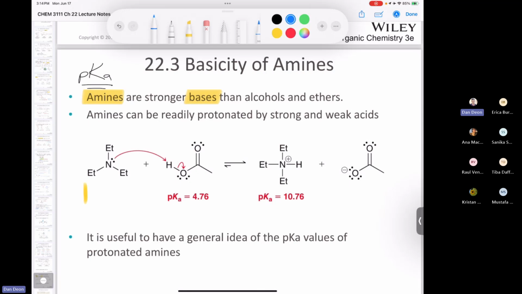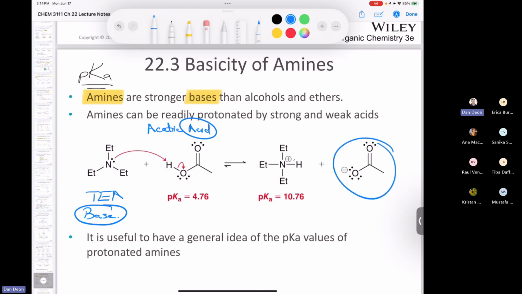Triethylamine, I told you, has this acronym, TEA. Here we have acetic acid, which you guys know very well. If you look at the equilibrium between triethylamine and acetic acid, remember, an amine is a base and acetic acid is, you guessed it, an acid. So the acid donates a proton to the amine, and then we end up with this. This is called a triethylammonium ion. And then this is acetate.